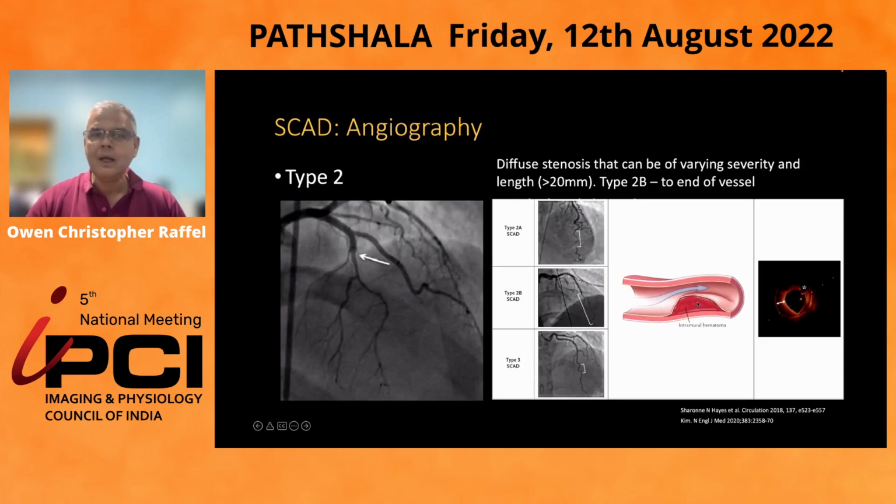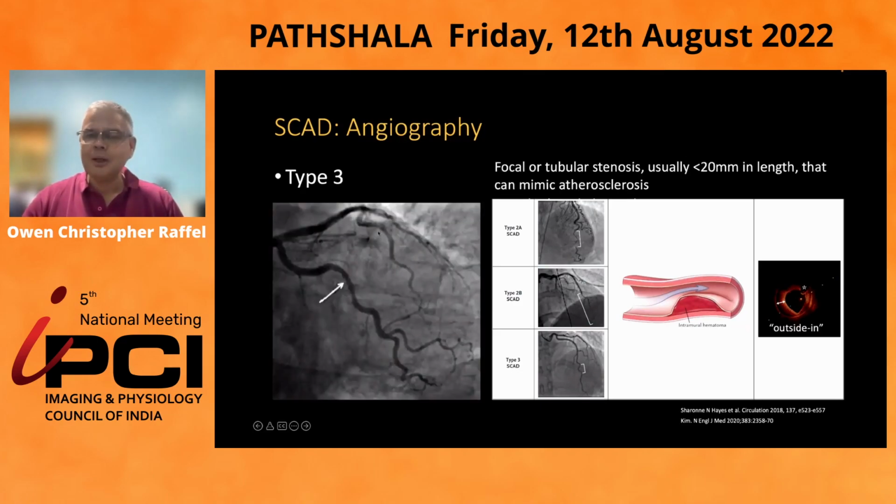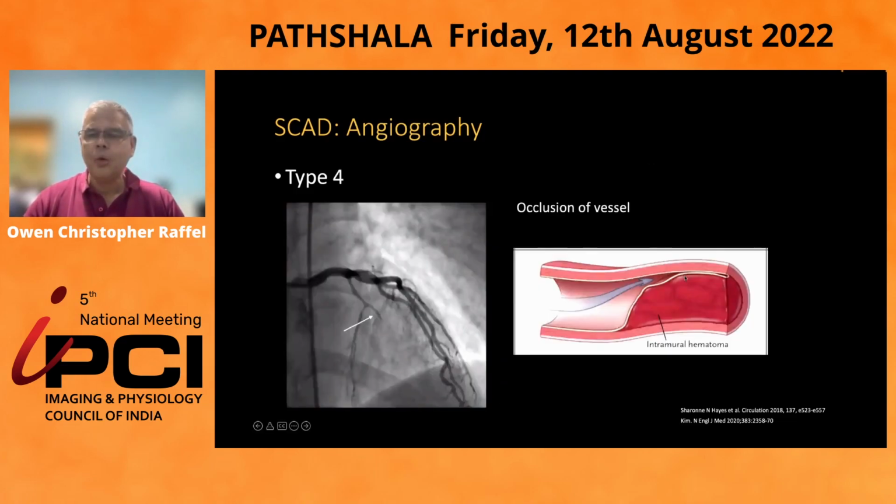which compresses the lumen, and you get diffuse compressed lumen, which in type 2 is more than 20 millimeters and is quite smooth and diffuse. Type 3 is very similar, except the compression is over a much smaller length, typically less than 20 millimeters. And it could be either a focal or a diffuse narrowing, often quite difficult to differentiate from atherosclerosis. And finally, type 4, where the intramural hematoma completely compresses the lumen and you get an occlusion.